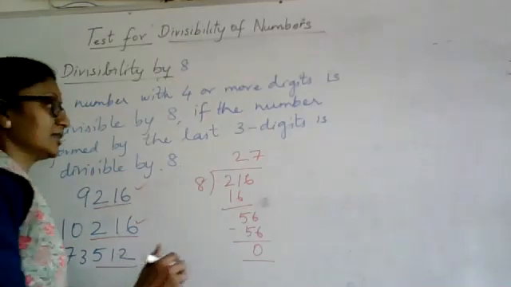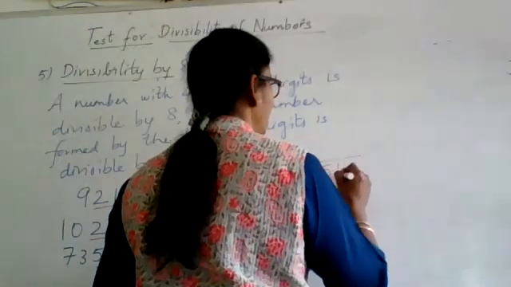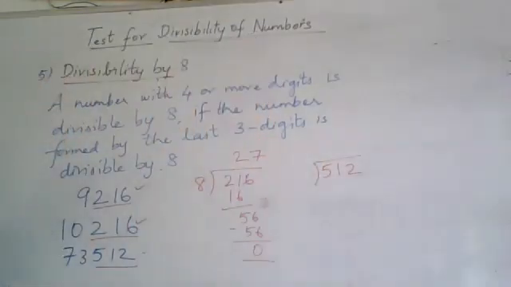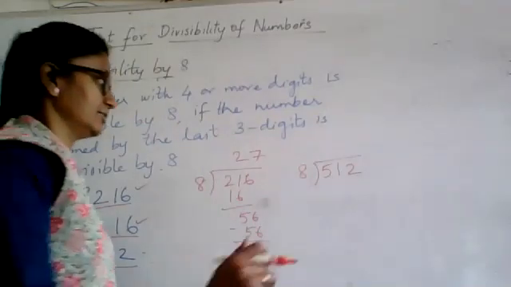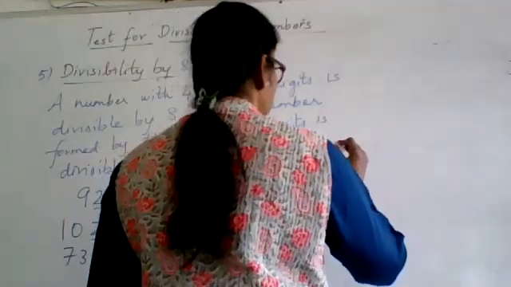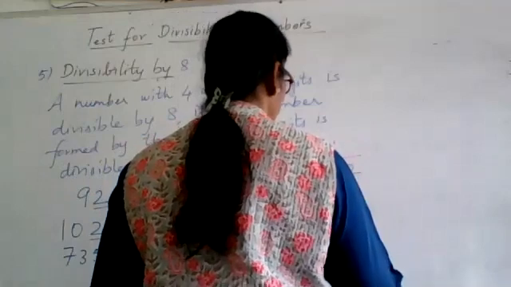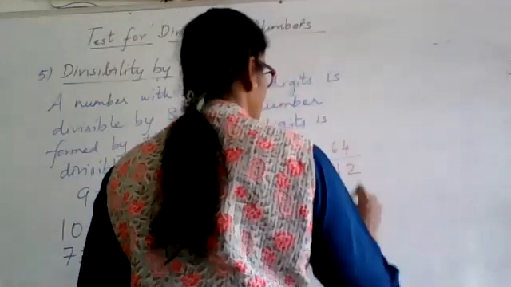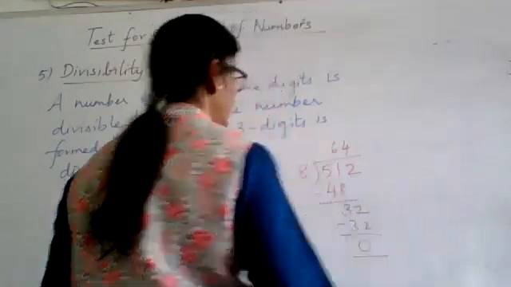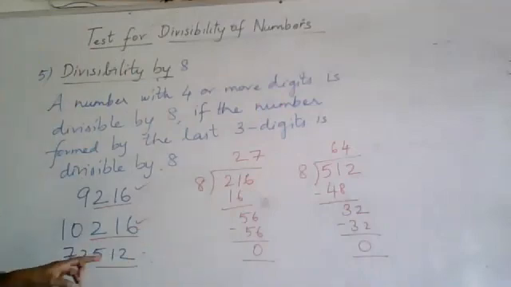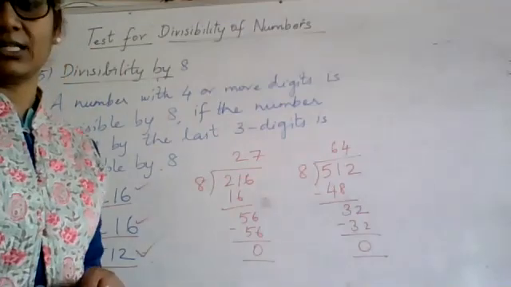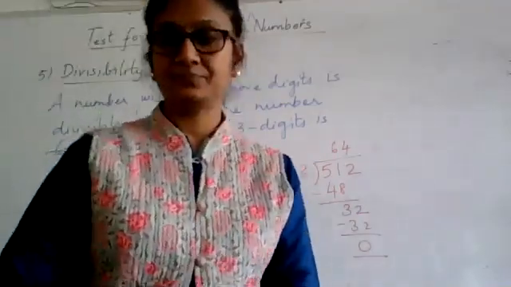Now looking at the third number, we have 512 as the last 3 digits. Now once again I have to go and divide this with 8. So 8 6s are 48. When I subtract, I get a 3. 8 4s are 32, and hence my remainder has become 0. So 512 is divisible by 8. So the number 73,512 is also divisible by 8. So this is what is the divisibility for 8.